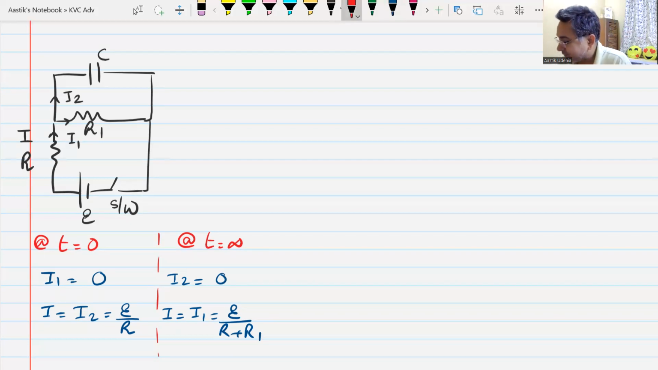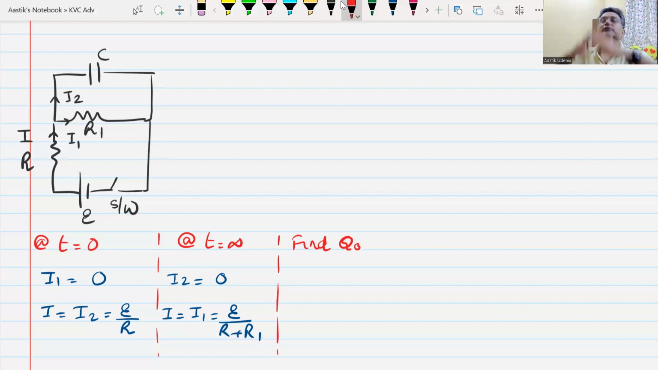Find the steady state charge. Let me call it Q naught, the maximum charge, the steady state charge on the capacitor. What is the steady state value of charge on the capacitor? Take deep breaths. Then open your eyes, look at the question, and then give me the answer. I'll give you 2 minutes to do that.